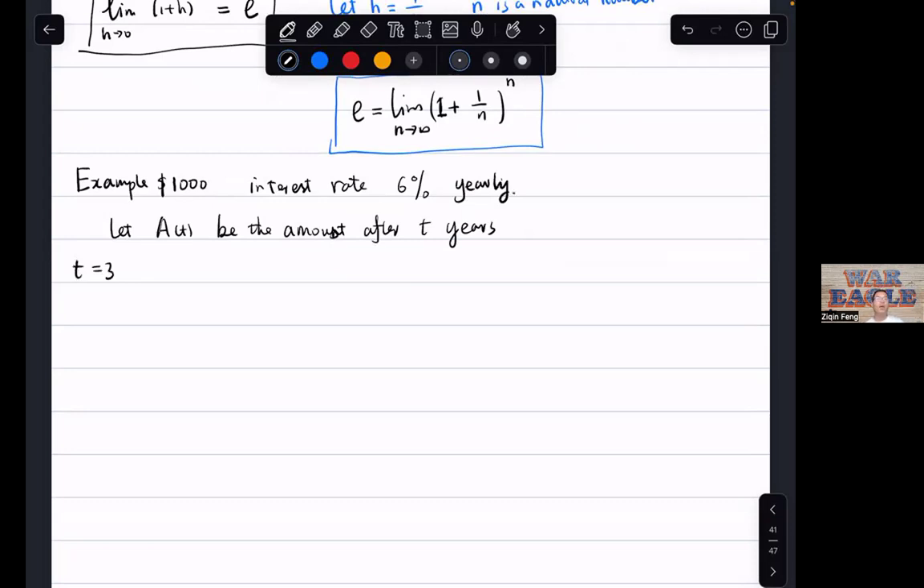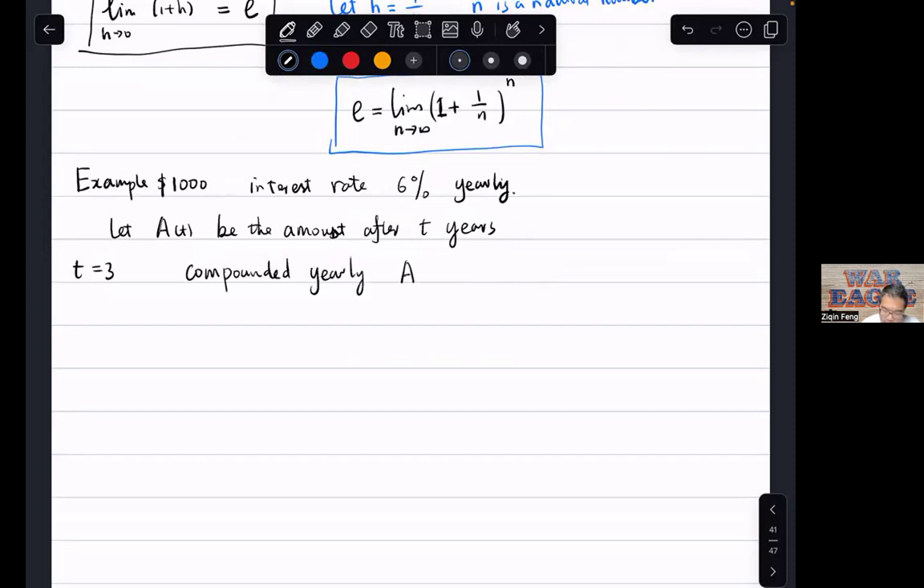So there are ways to compound interest. One way is just a yearly compound, right? Then the interest rate is compounded yearly.